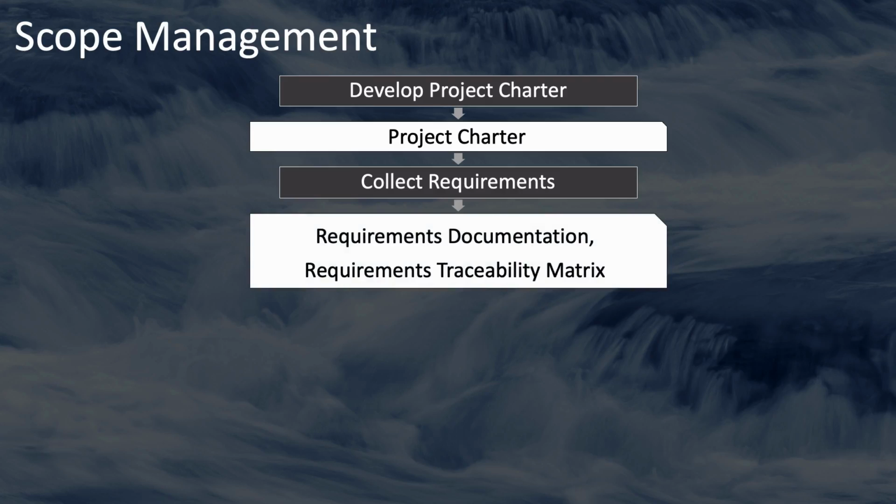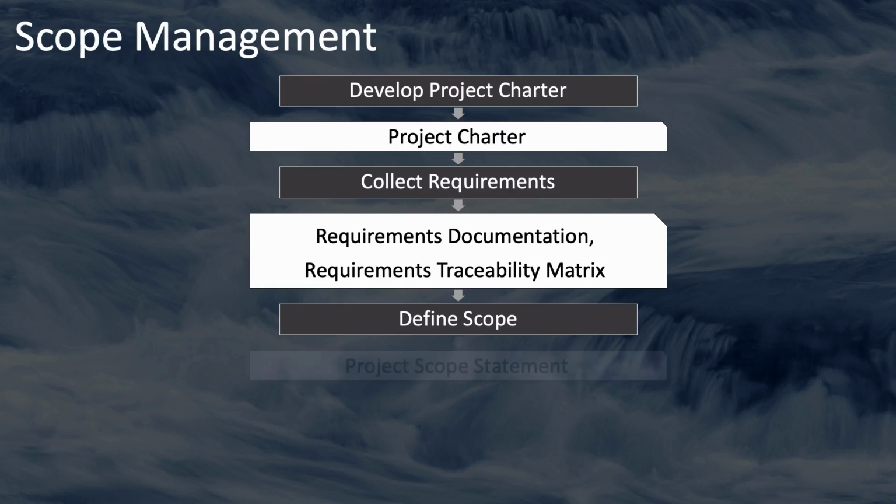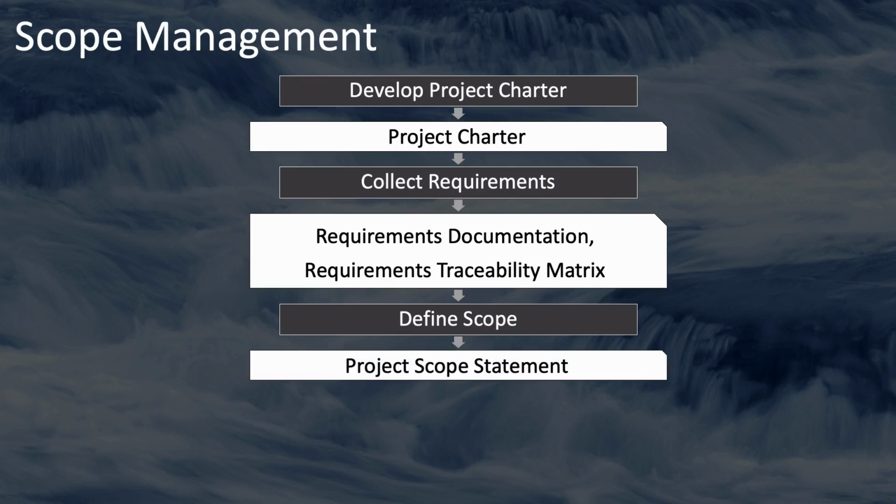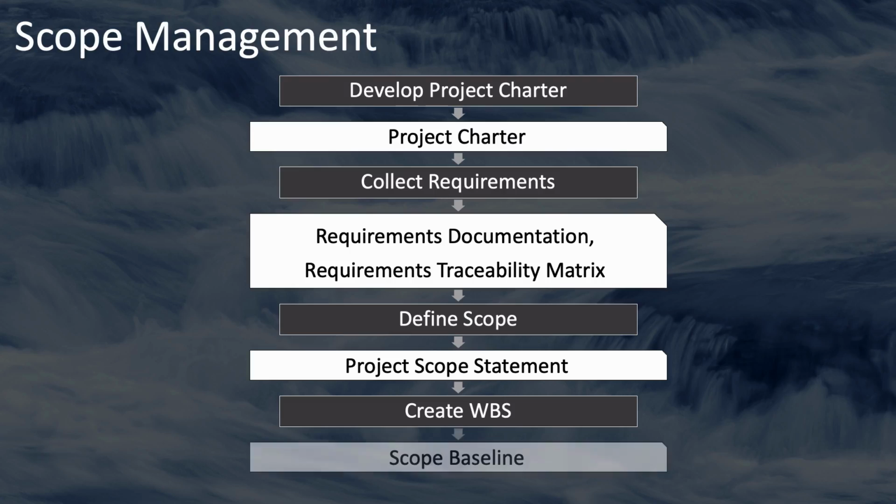And the next step, which uses this as input, is the Define Scope process. Define Scope takes this information and creates a project scope statement, which is your detailed statement of the project scope. That detailed information about the project and what needs to be done is then an input to the Create WBS process, which organizes this information into a work breakdown structure and work breakdown structure dictionary, adds that to the project scope statement to create what is known as the scope baseline, which at the proper point will be baselined.